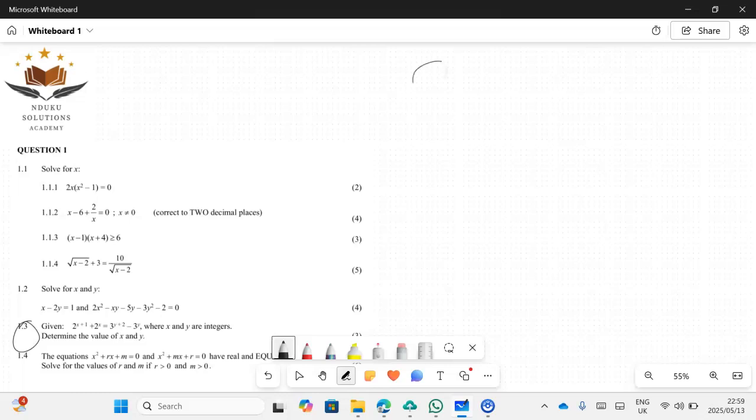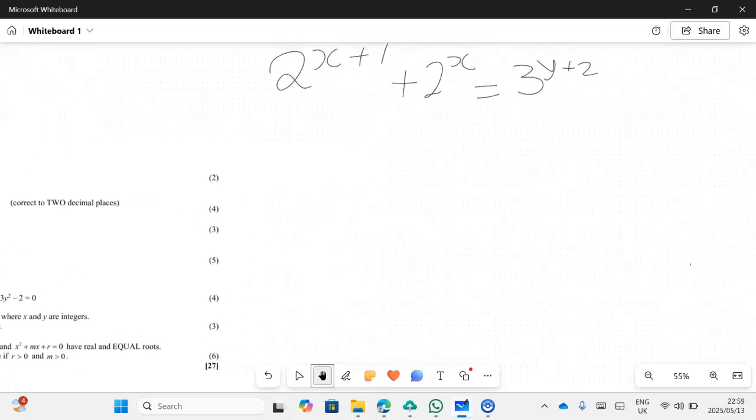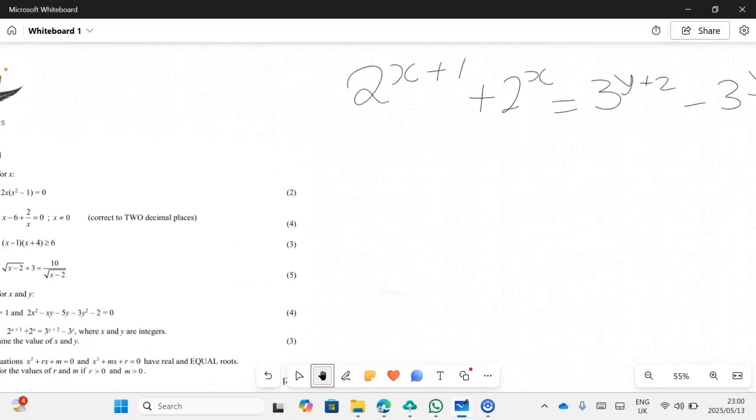We have 2^(x+1) plus 2^x must be equal to 3, and then we have 3^(y+2), and for a bit of space, and then we also have minus 3^y. It's the same problem, yes.